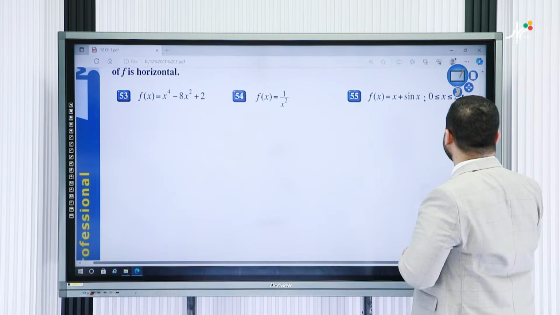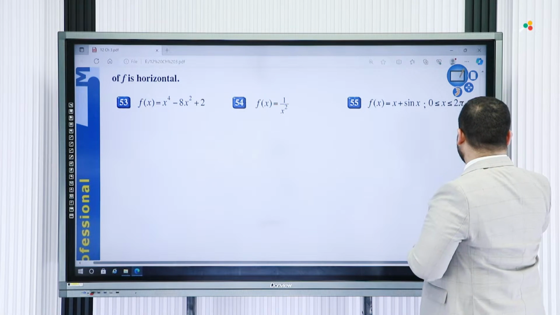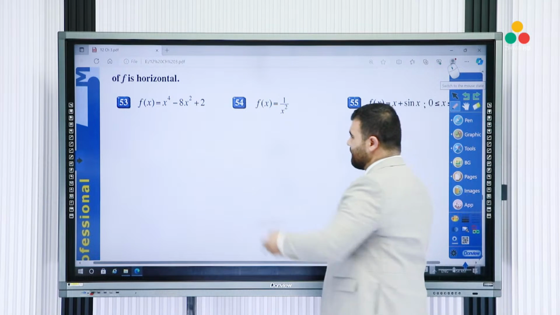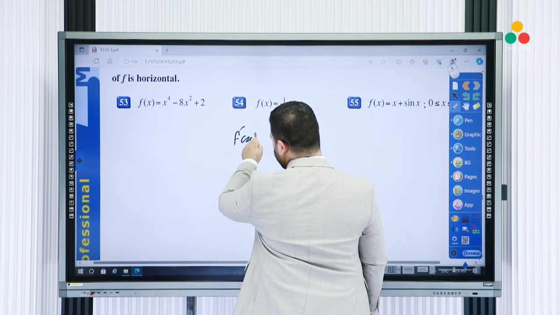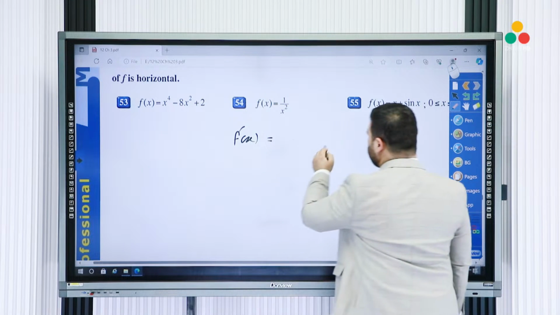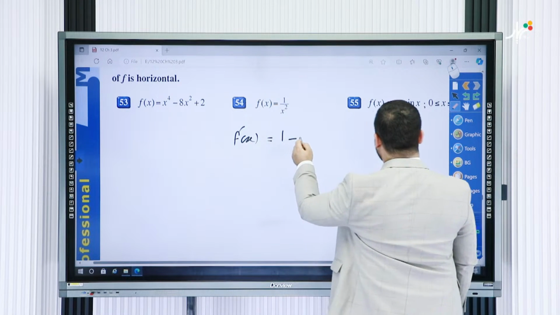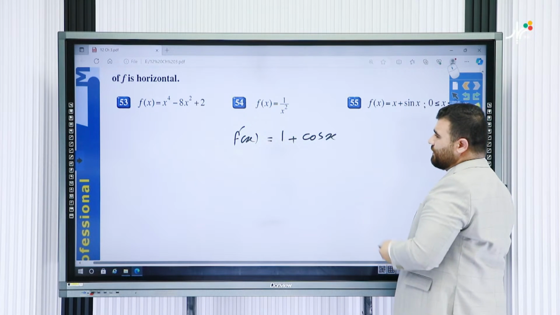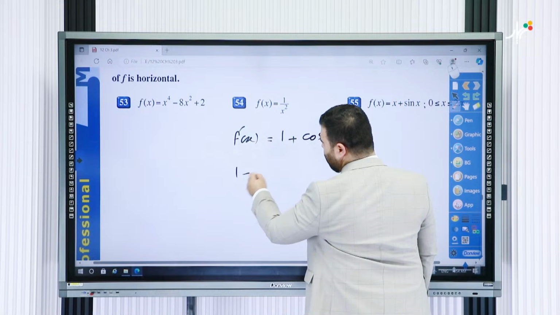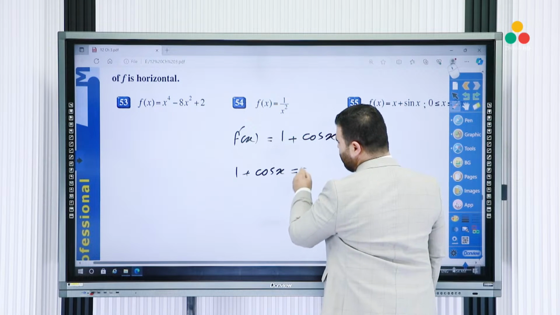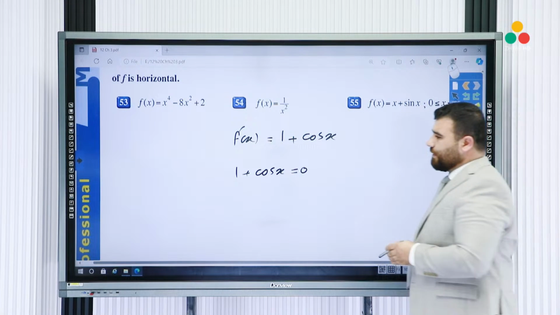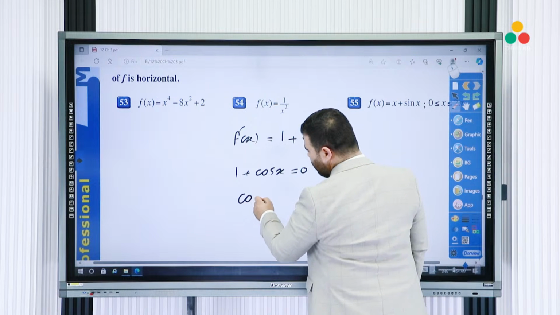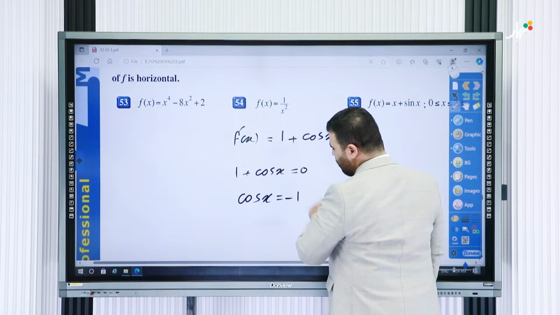Question 55. f of x equal to x plus sine x. F prime of x, for question 55, it's equal to 1 plus cosine x, since the derivative of sine is cosine. Now, derivative equal to 0. 1 plus cosine x equal to 0. It means cosine x is equal to negative 1.